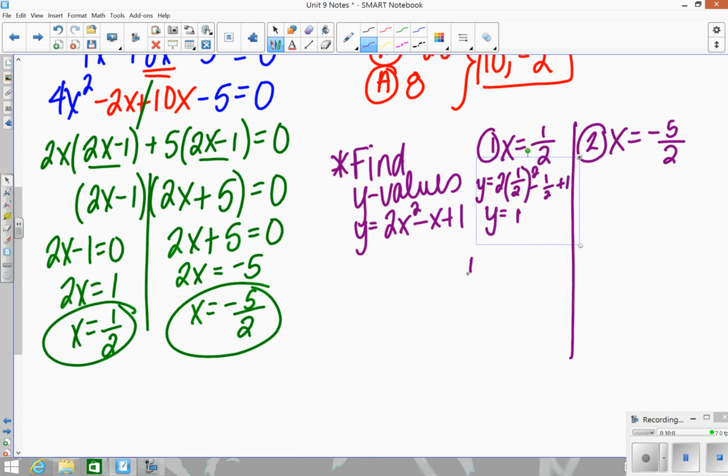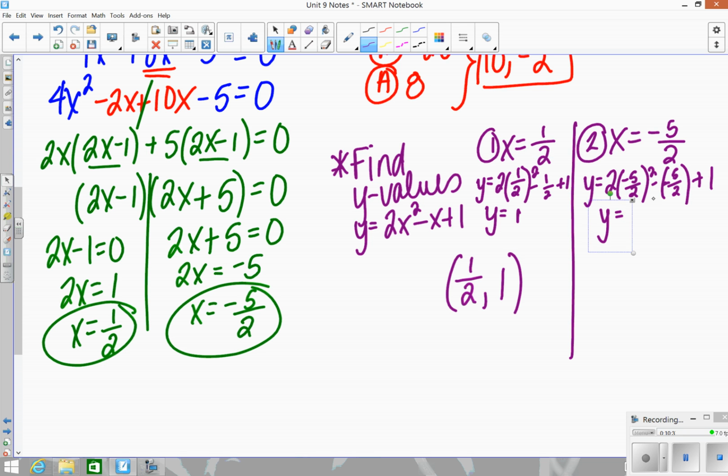So that tells me that one of my solutions is going to be (1/2, 1). Again, we write it as an ordered pair because the 1/2 and the 1 correspond to each other. And then we're going to do the same thing with this negative 5/2. Make sure it's a minus and then another minus. So when you evaluate this, you get 16. So again, written as a solution, (-5/2, 16) as an ordered pair.